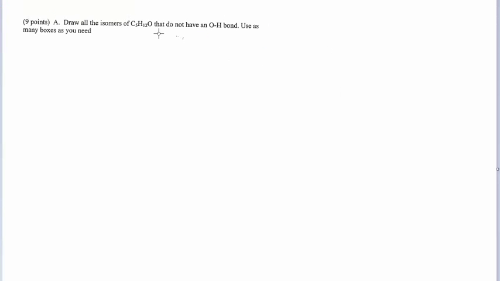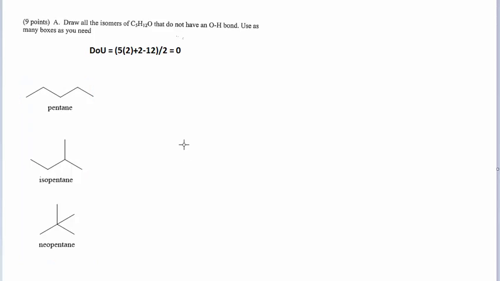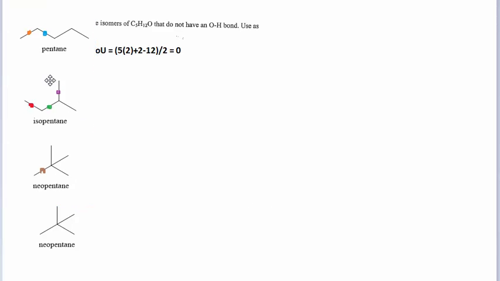So let's try something again, slightly more difficult. So you see the utility of this strategy. Isomers of C5H12O that do not have an OH bond. So it has an O and it's not an alcohol. That's another way of just saying it's an ether. Degrees of unsaturation calculation says 5 times 2 plus 2 minus 12 over 2 equals 0. Our strategy is fine. From memory, draw the 3 isomers of 5 carbon, and at this point, look for locations that you can modify them.